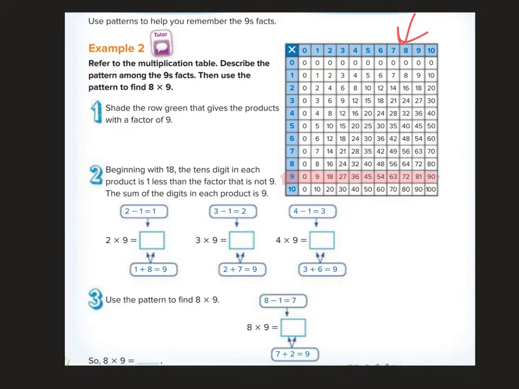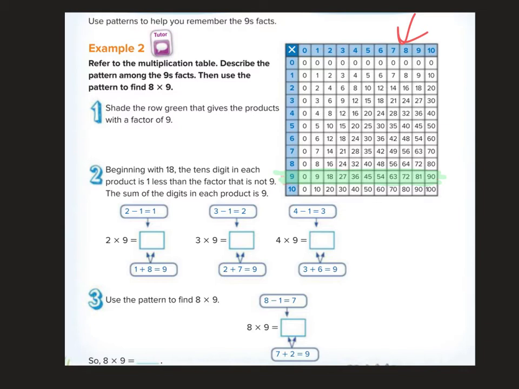Shade the row green that gives us the product of the factor of 9. Oops, I didn't listen. Green, not red. And it said row. Row means left to right, going side to side, rows, right? Okay, beginning with the 18, the tens digit in each product is 1 less than the factor that is not 9. The sum of the digits in each product is 9.